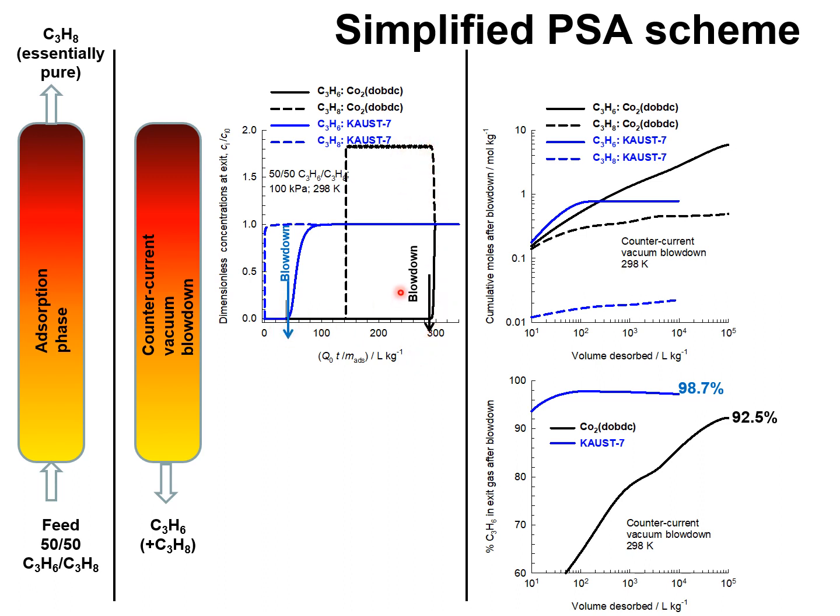At the times indicated here, we have the termination of the adsorption phase, and the desorption cycle is simplified in the following manner. It consists of a counter-current vacuum blowdown. Deep vacuum is applied, and the pressure at the exit is assumed to be 2 kilopascals. The simulations of the counter-current vacuum blowdown operations are shown here. Black lines refer to cobalt MOF74, and the blue lines correspond to KAUST-7.